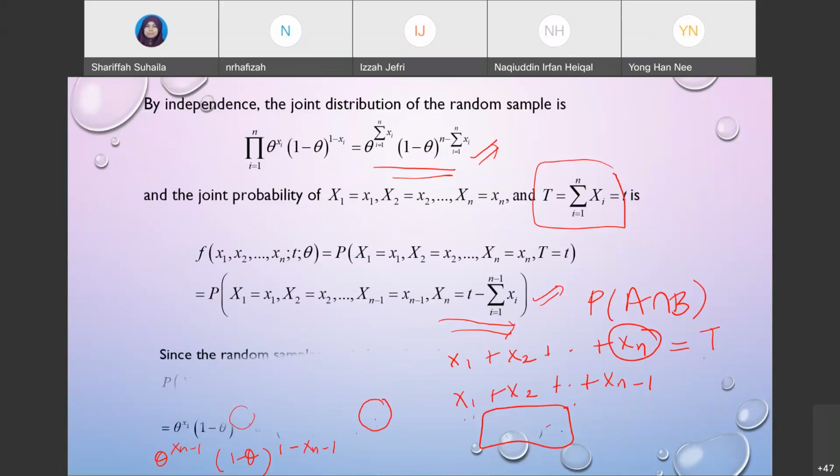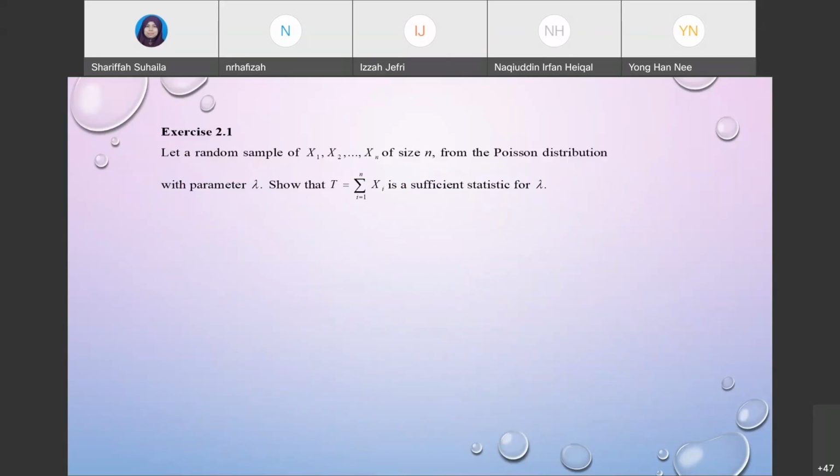So the same thing, let us try the next one. This is a Poisson distribution. Likewise, we want to show that T equals summation Xi is a sufficient statistic for lambda. So we will use the definition of sufficient statistic, which means we have to apply conditional probability, which is the probability of X1 = x1, X2 = x2, ..., Xn = xn given T. So this is by definition, the definition of sufficient statistic.